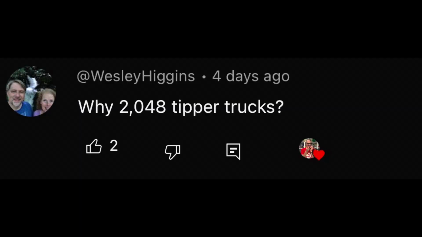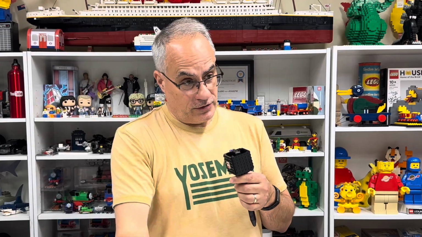All right, Wesley Higgins. Why 2048 tipper trucks? Because it's going to be hard to get more than that. And 2048 is a power of 2. So 2 to the first power is 2, 2 to the second power is 4, 2 to the third power is 8. So 16, 32, 64, 128, 256, 512, 1024, and 2048. It's binary. That's why.